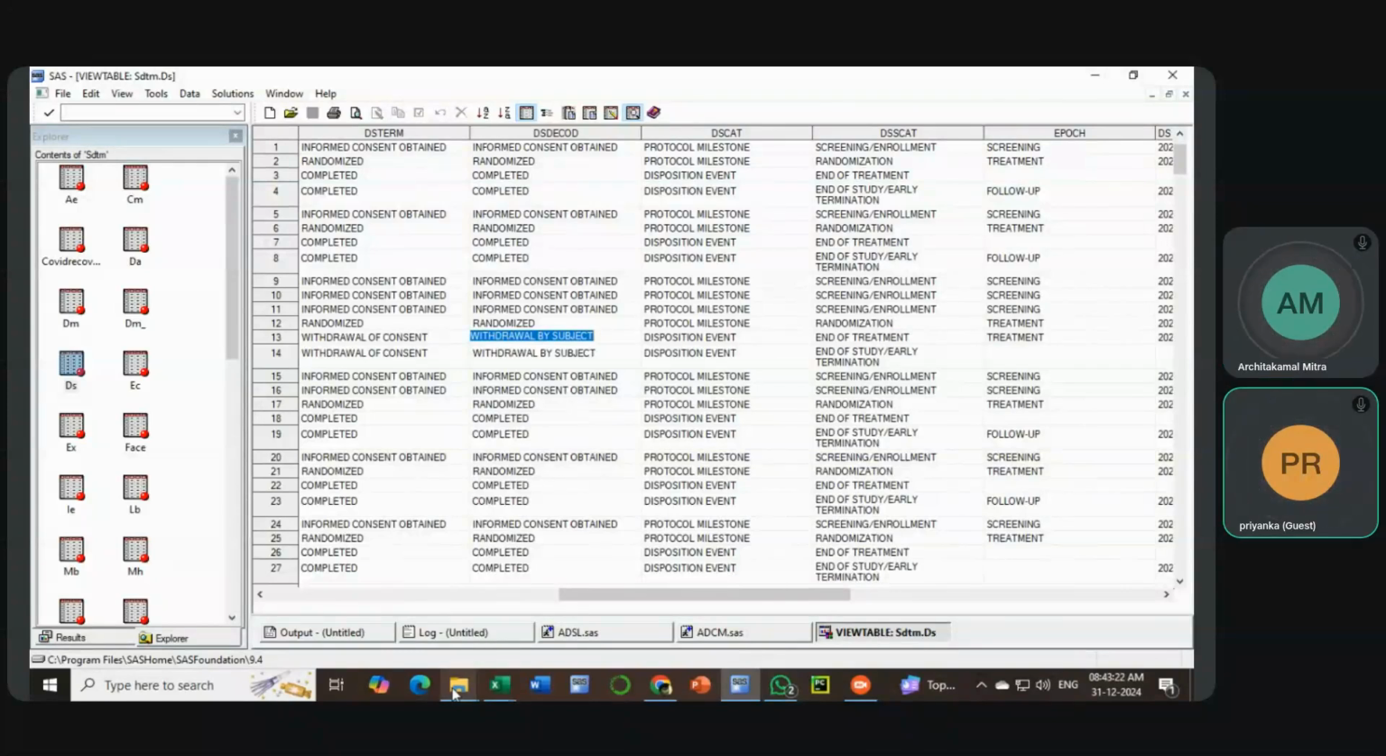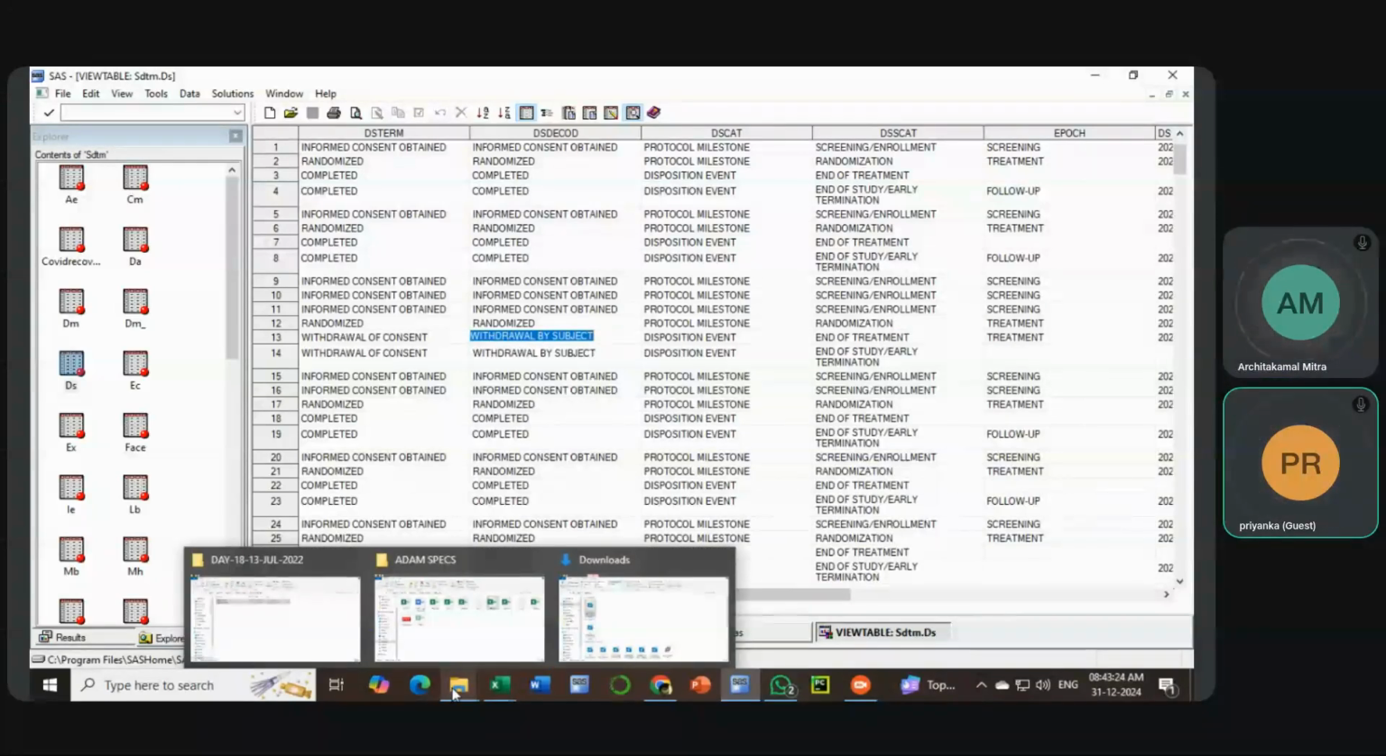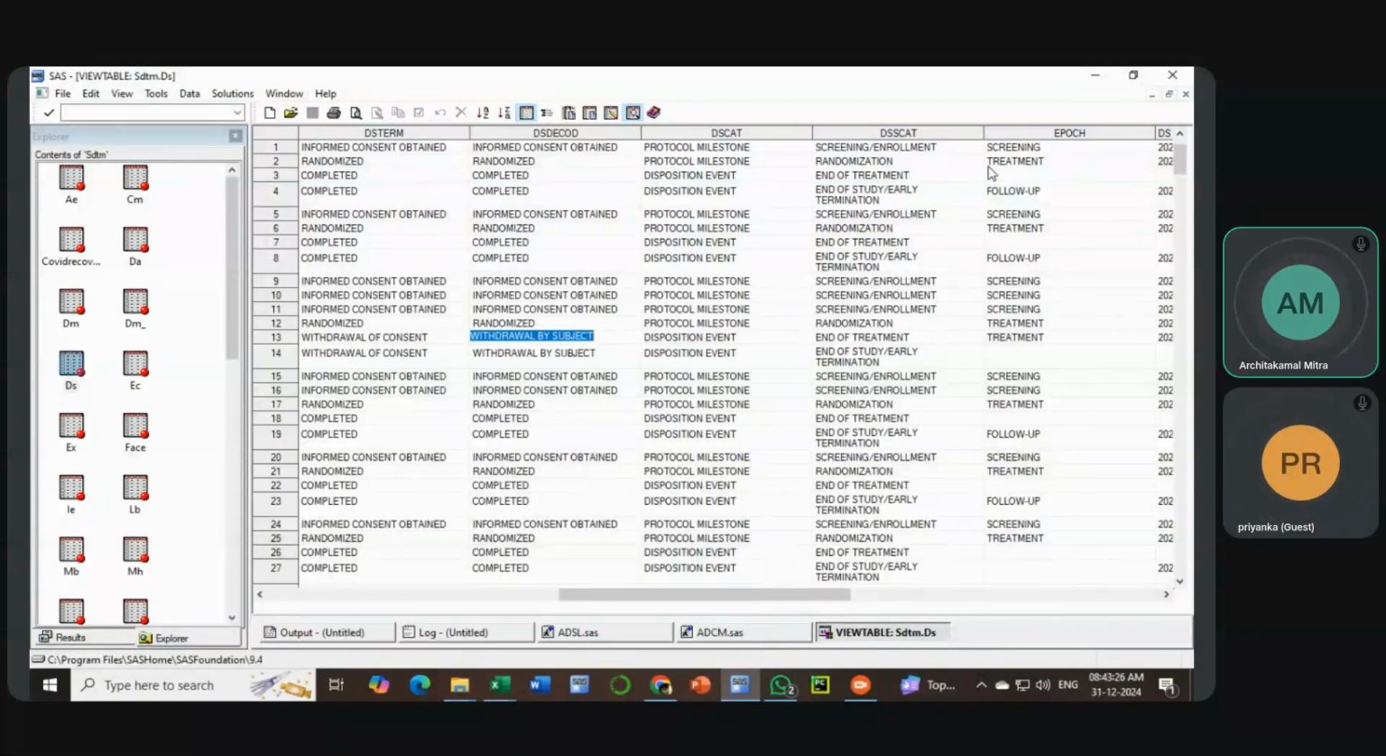So why are we mapping the treatment over the randomization? It is under the protocol milestone, right? The treatment is under the disposition event, right? The study start date and end date will be there, and the treatment start date and end date will be under the disposition event, right?